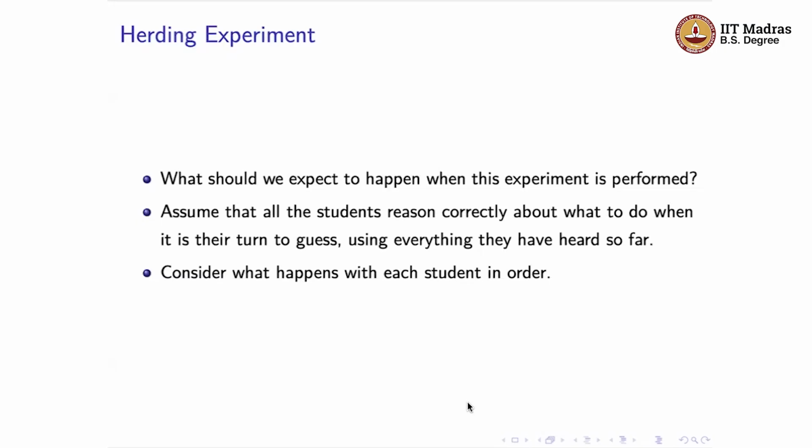We are going to assume that they reason correctly. We'll see later what it means to say they reason correctly. And on the basis of the reasoning, they are going to try and guess as accurately as possible, right? So we are going to consider what happens with each student in order. That's how we are going to proceed.